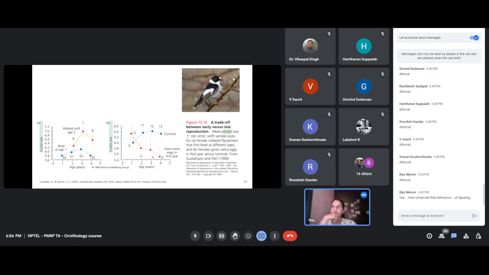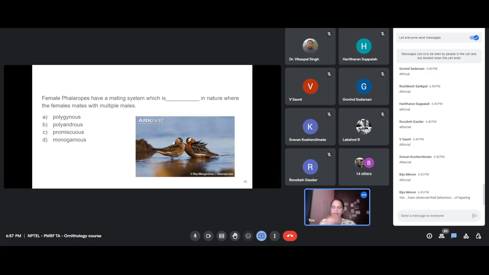Okay, I will move to the next question. Female phalaropes have a mating system which is dash in nature, where the females mate with multiple males. B. Okay. Polyandrous. Okay, B. Polyandrous.